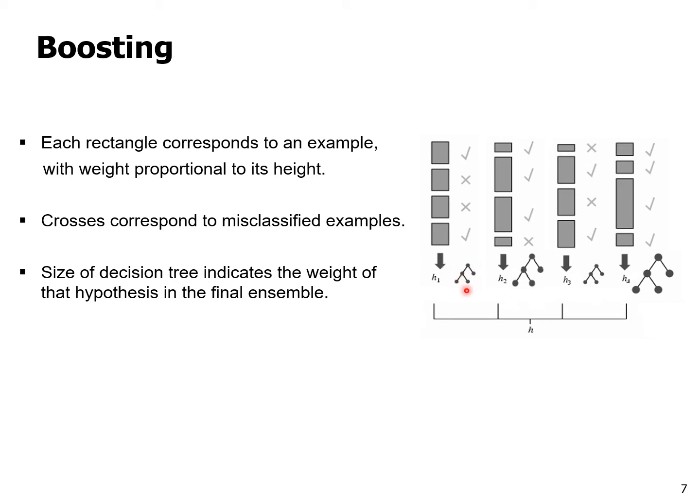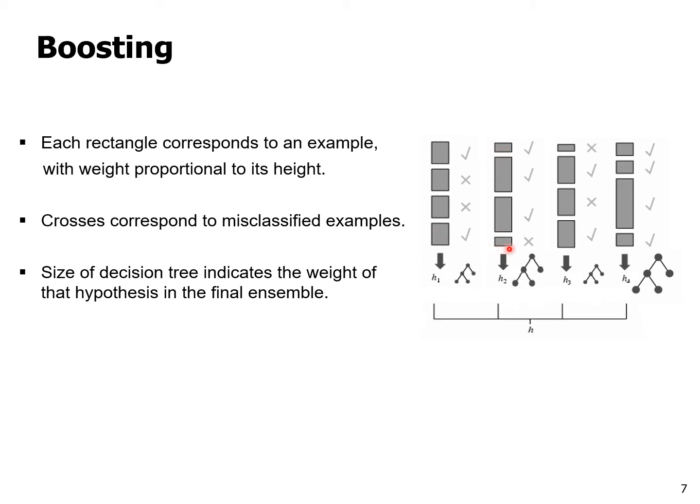Then using this decision tree classifier, we classify the data. Suppose these two are correct and these two are wrong. Then for these two, because they are misclassified, we increase the weight. So in the next round, the weight of these two becomes bigger. And for these two, which are correctly classified, the weight becomes smaller now.